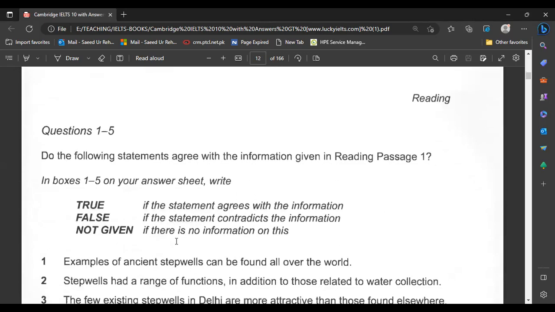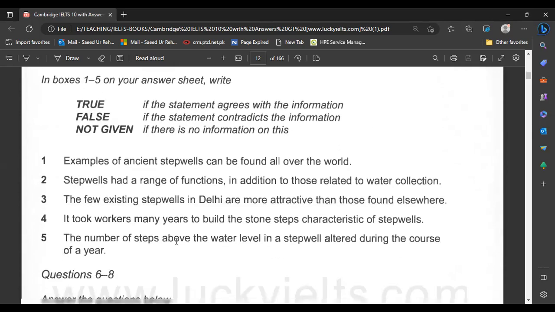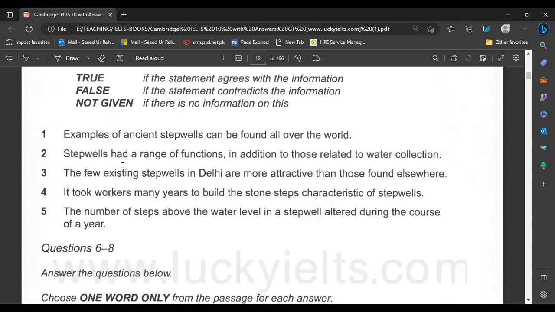There will be different question types like true, false, not given. Nimra, you please speak these 3 lines. True if the statement agrees with the information, false if the statement contradicts the information, not given if there is no information on this. Okay, the question type true, false, not given.